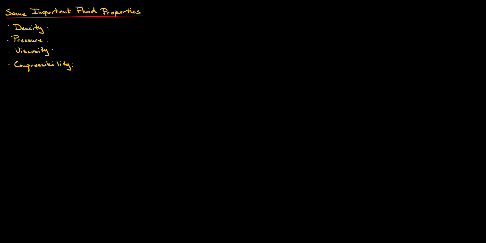Below is a list of common fluid properties with some cursory descriptions. We'll formalize all of these as we move through this course. Some of the most important fluid properties include the density, the pressure, viscosity, and compressibility. You probably already have an idea of what each of these means. The density is formally the mass per unit volume. So how much mass is there in a given volume of space?